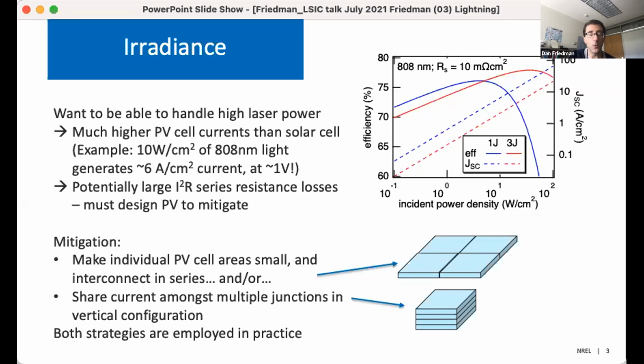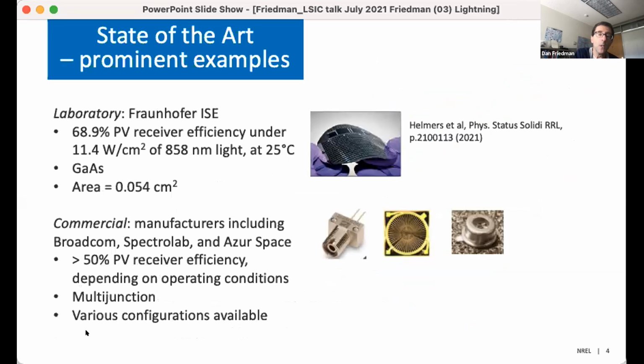If you were to look at a spec sheet for one of the manufacturers, you'd see that probably most or all of them actually do this, and sometimes they use both of these strategies, and that's why. Next slide, please. So let me talk about the state of the art.